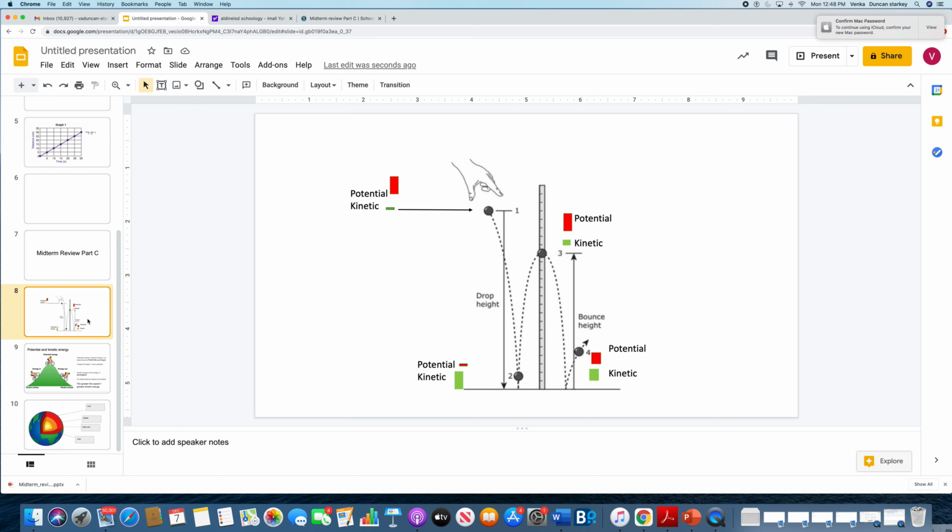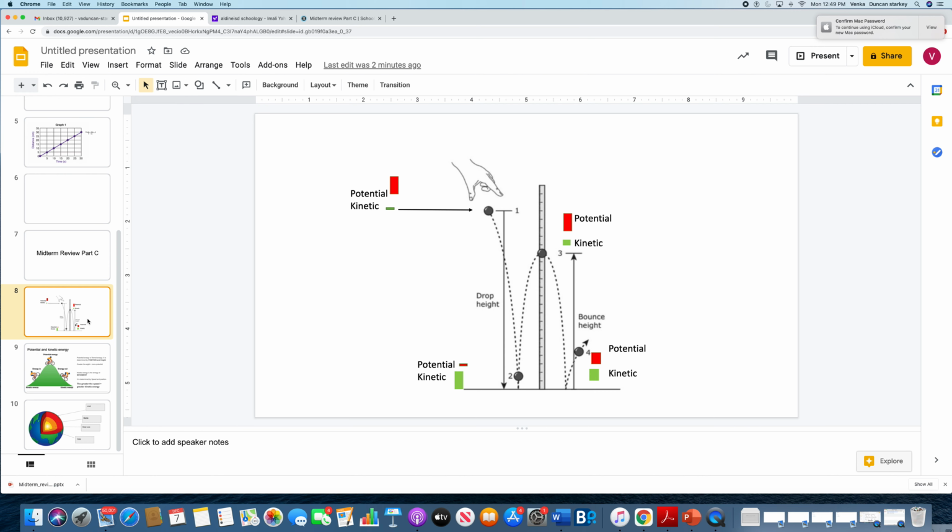In this picture, you need to know that at each point, point one, two, three, and four, this ball has both potential and kinetic energy. You are going to be asked to determine the amount of potential and kinetic energy at each point. As you can see, I have the potential and kinetic energy labeled on each point here.